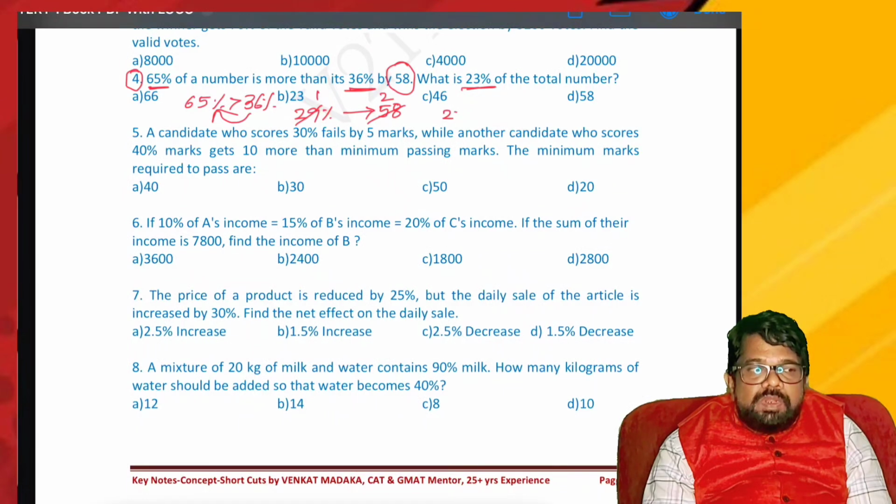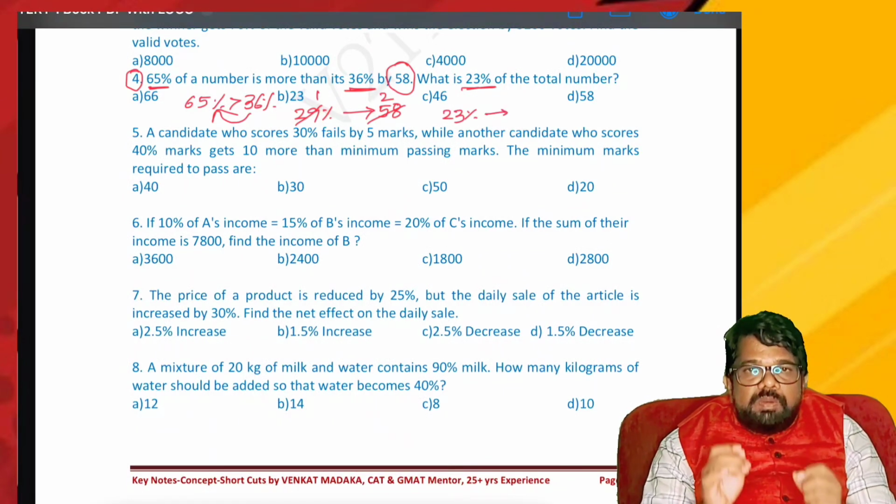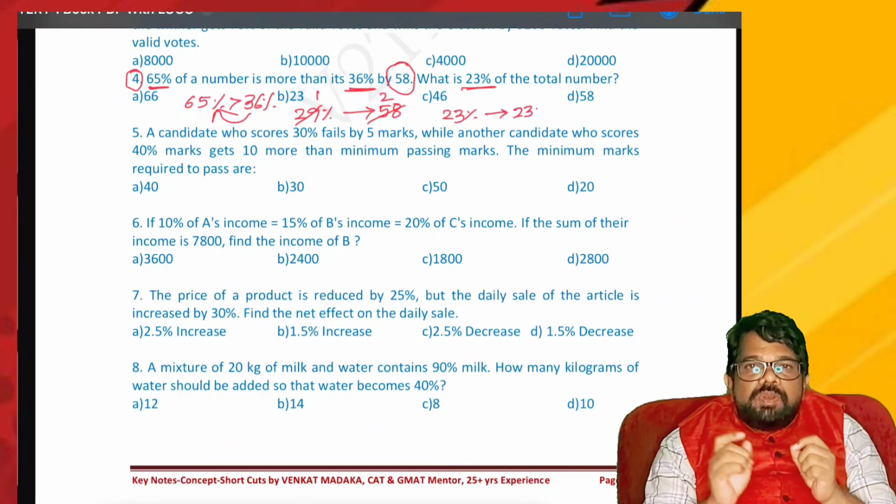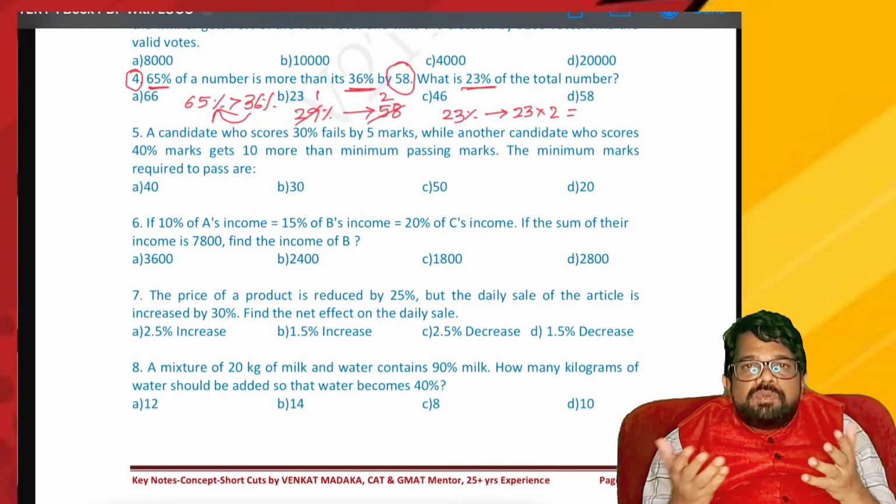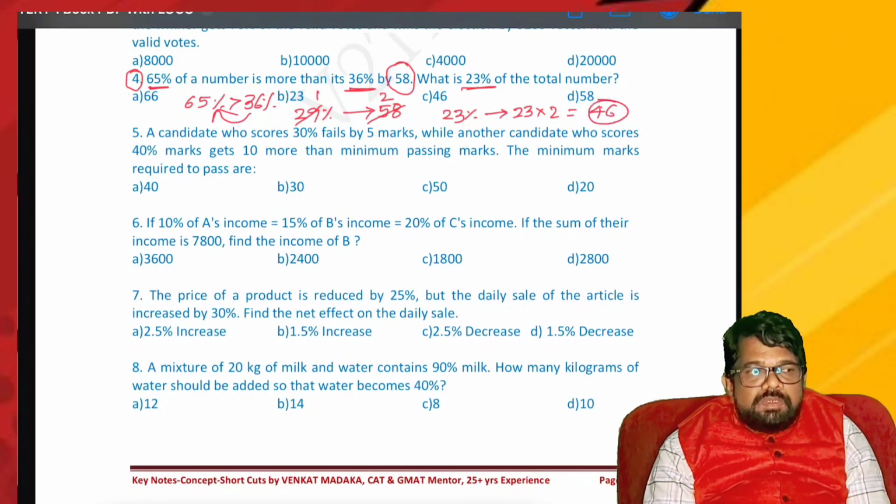So what do we require? 23% of the total number. 1% value is 2. What about 23% value? 23 into 2. How much? 46. So what is the answer? 46 is the answer. Now question number 5.